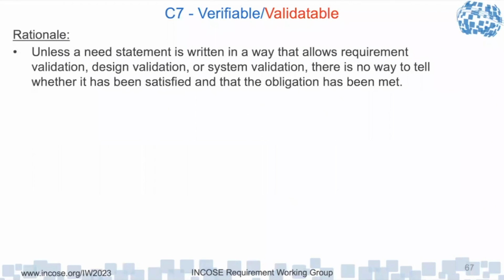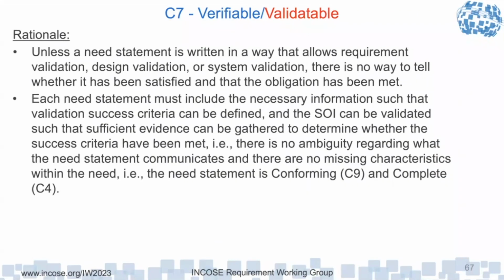Unless a need statement is written for requirement validation, design validation, and system validation, there's no way to tell whether it's been satisfied. So remember in context, requirement validation is validating requirements against the needs. Design validation is validating the design against the needs. And system validation is validating the system against the needs. Each need must include the necessary information, such as validation success criteria and the system to be validated, so sufficient evidence can be gathered to determine whether or not the success criteria have been met. And there's no ambiguity regarding what the need statement communicates, and there are no missing characteristics with the need, and it's conforming and complete.